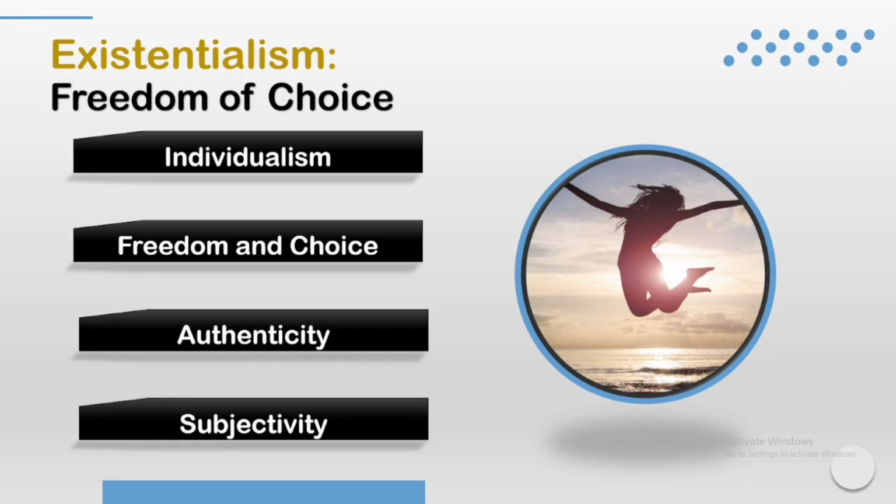Existentialism recognizes the subjective nature of human experience. It encourages the students to explore their own thoughts, feelings, and perspectives, fostering a deeper understanding of self. In summary, existentialism in education places a premium on individuality, freedom, and the quest for personal meaning, aiming to develop students who are self-aware, responsible, and capable of making authentic choices in their lives.